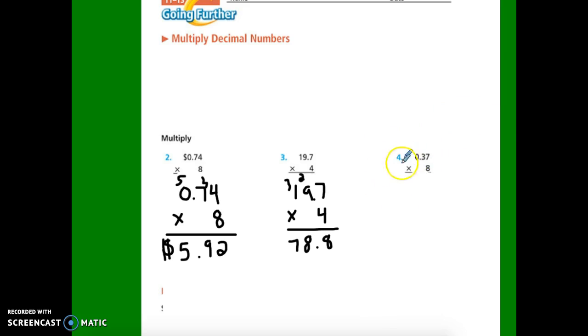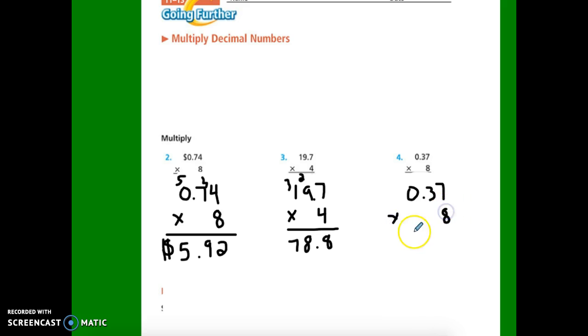All right, on your own, on your whiteboard, I want you to go ahead and try this one. 37 hundredths times 8. So go ahead and work on that, and then we'll talk about it. All right, so I'm going to go ahead and rewrite this just to make it more clear. 37 hundredths times 8.